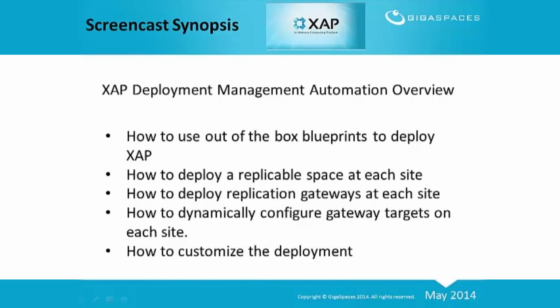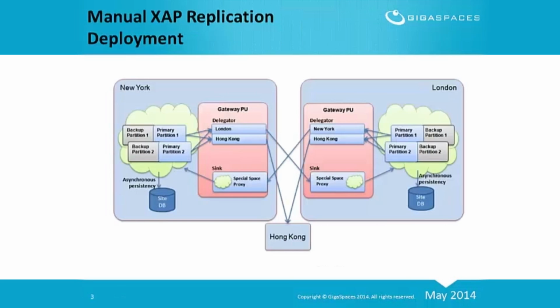In this video, we'll demonstrate the deployment of a WAN replication topology on the EC2 cloud for 2 sites, including how you can use the out-of-the-box blueprints to deploy XAP on 2 different sites, how you can deploy XAP replication gateways on each site, how to deploy a replicable space at each site, how to dynamically configure gateway targets on each site so that replication commences, and how you can customize the deployment.